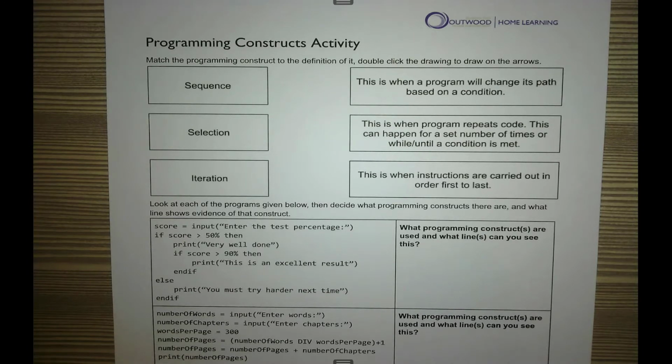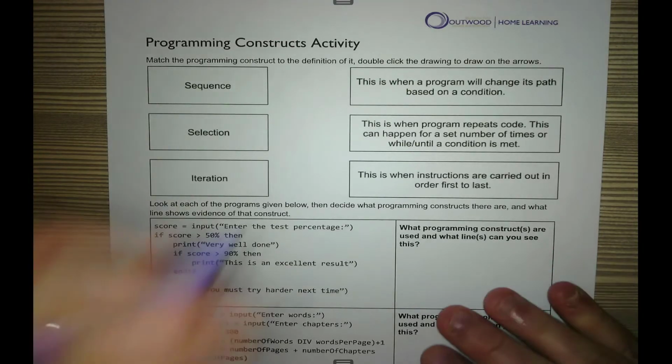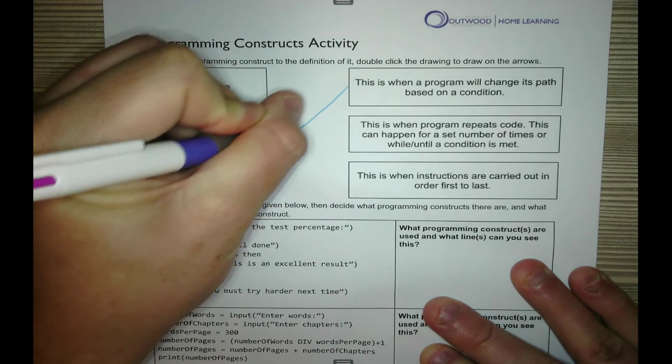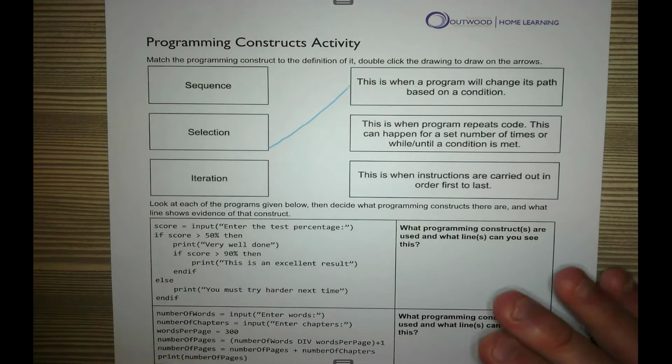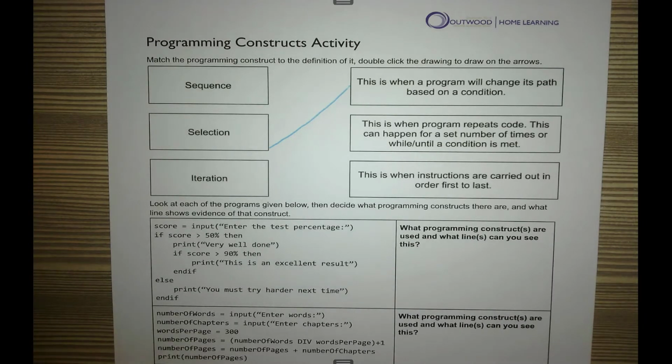So this is when a program will change its path based on a condition. Well, that answer is selection, because an if statement says if this, do this, otherwise do something else. So it changes what it does depending on what that condition is. Okay, so if traffic lights equal red, we stop. If they're not, we go.